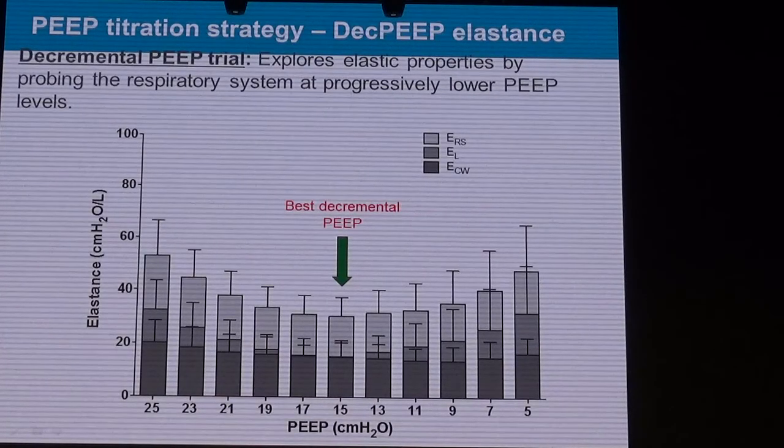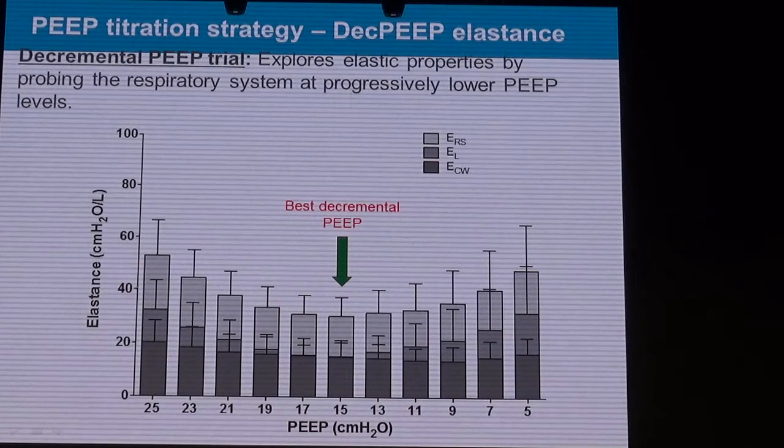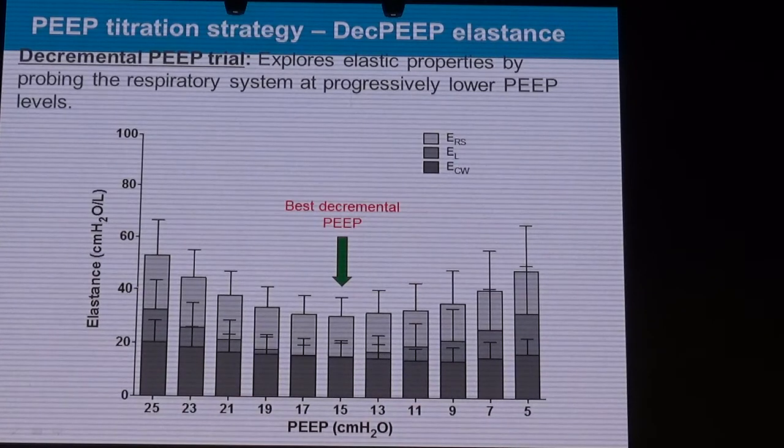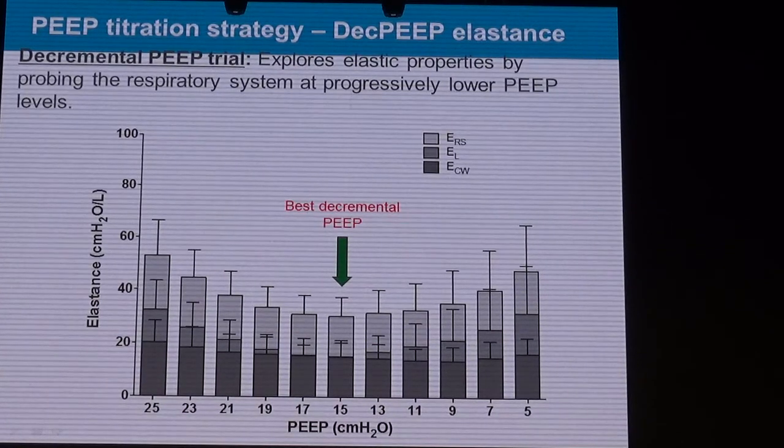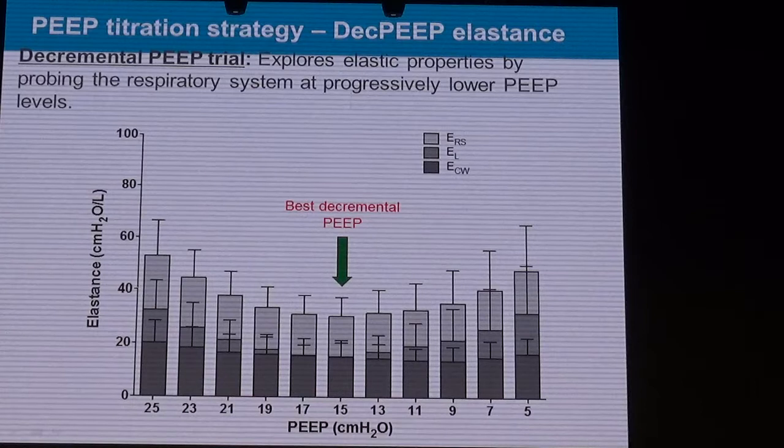The second method we used was a decremental PEEP trial. What is shown here is that we went from 25 of PEEP to 5 of PEEP, and we decided that the best PEEP was where the compliance is improved. That means elastance, which is the reverse of compliance, is lower. So at PEEP of 15, you have the higher level of compliance and lower level of elastance of the respiratory system.